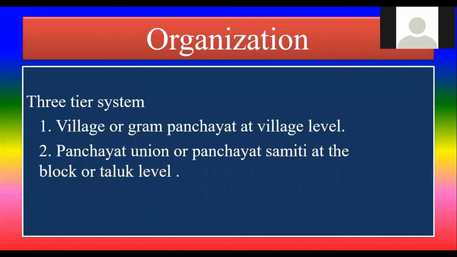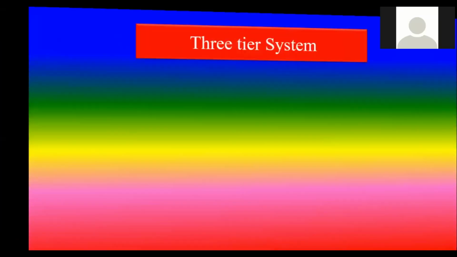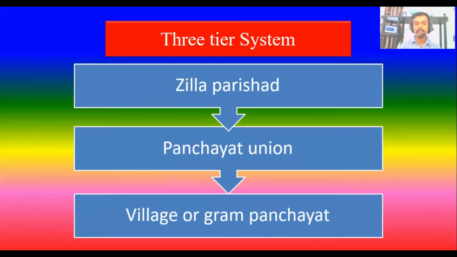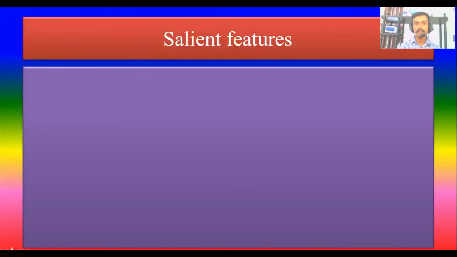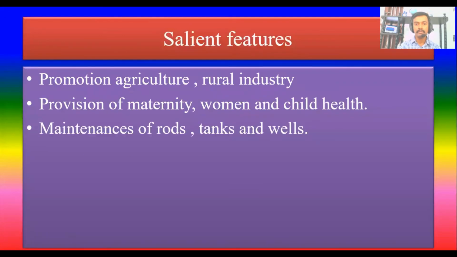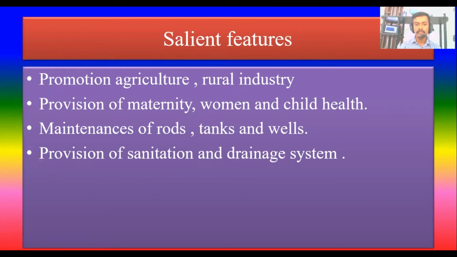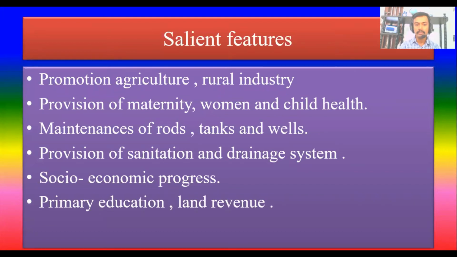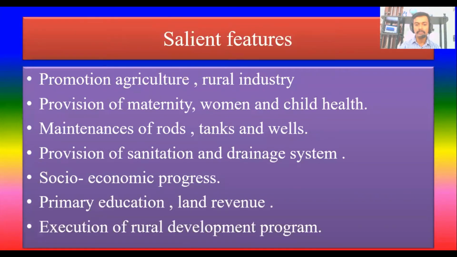Yes, sir. Okay. 3-tier system: Zilla, Panchayat, villages. Salient features: promote agriculture, rural industry, provision of maternity and women and child health, maintenance of road, tank and well, provision of sanitation, drainage system, socio-economic progress, and primary education, land revenue, execution of rural development programs.